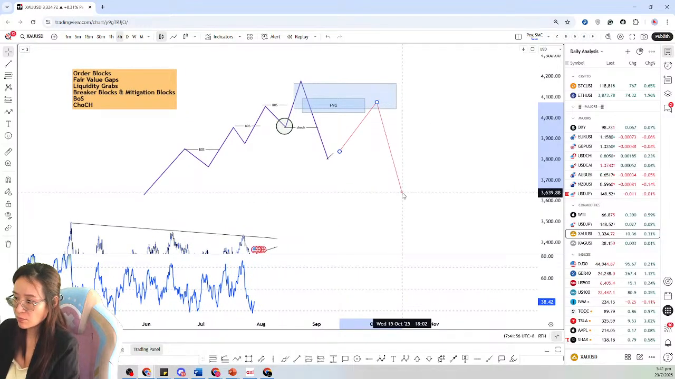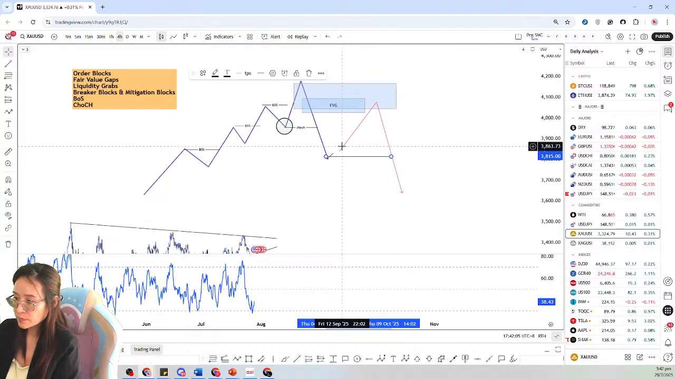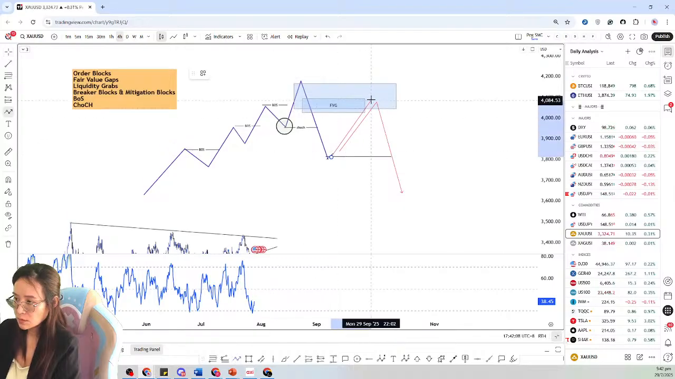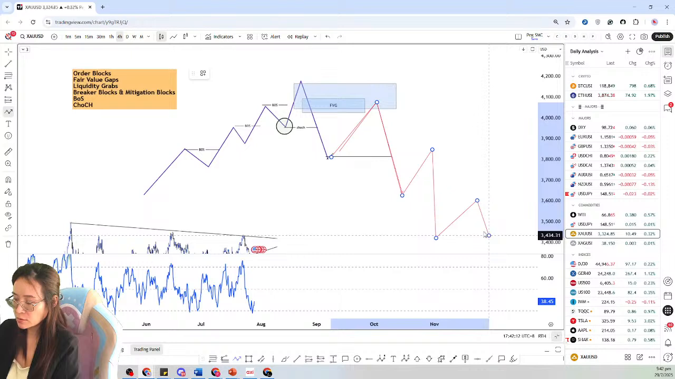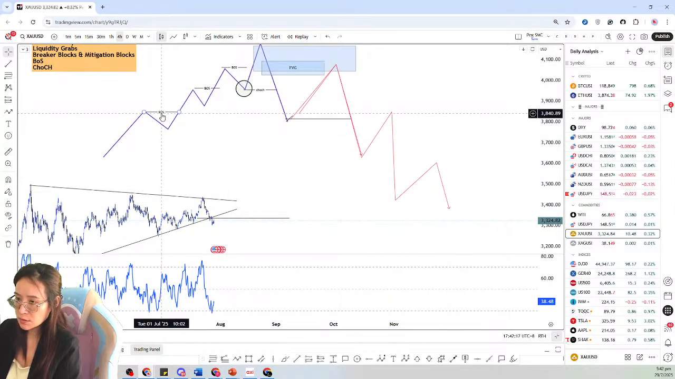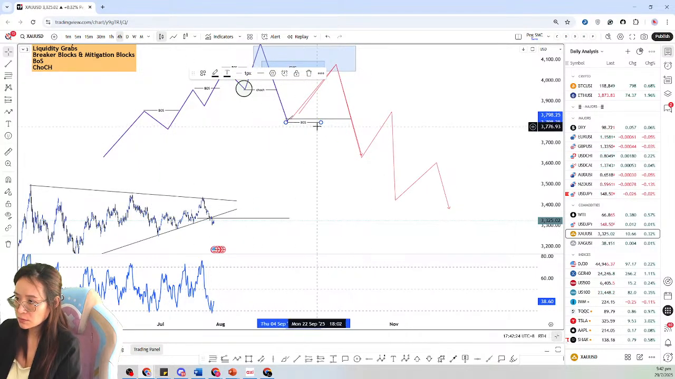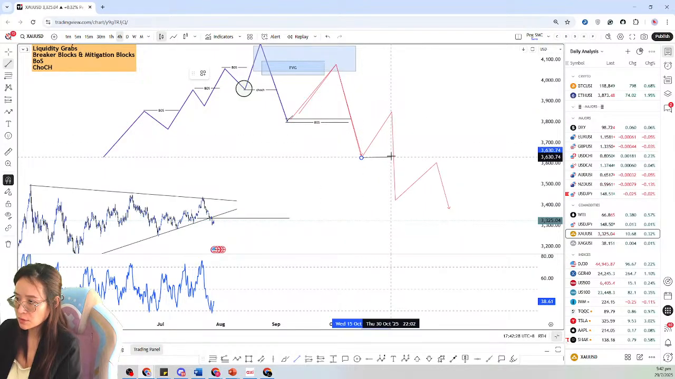So you wait for the retrace or pullback, and then you sell. Whenever you sell right here, you mark out this break of structure if price breaks below this low and continues to make a lower high, lower low, lower high, lower low, and continues to go lower. This is your break of structure here, and your break of structure also here.